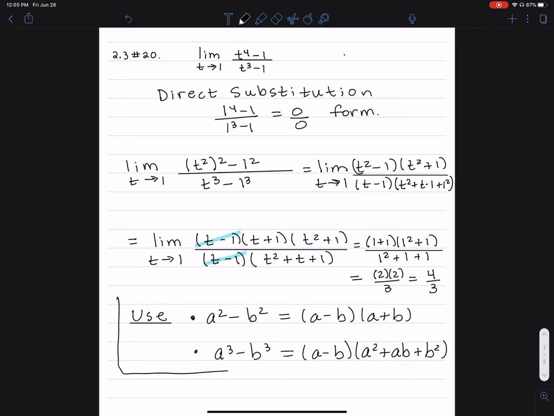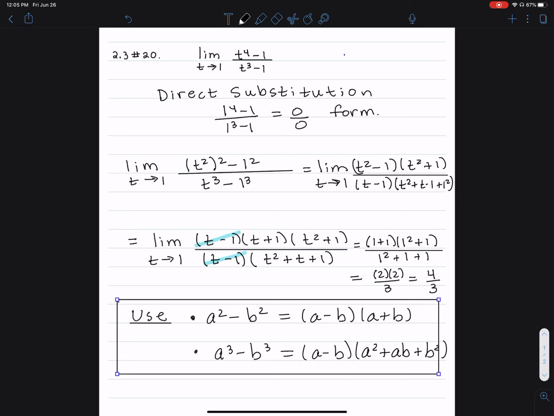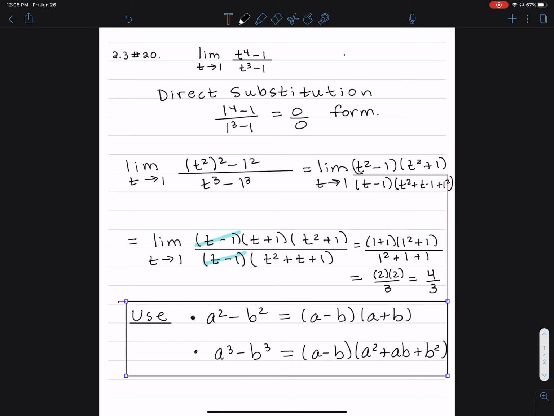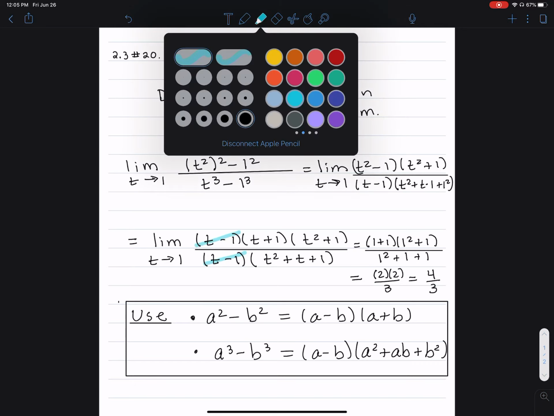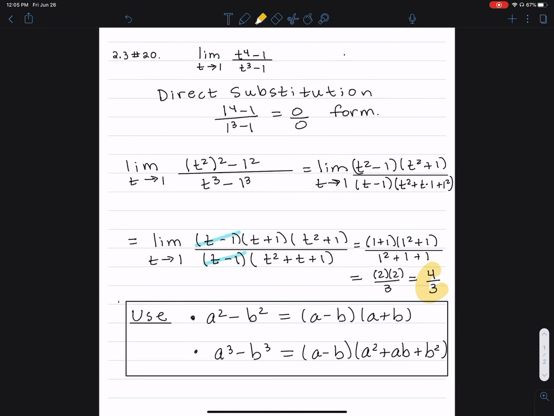Is it worth the trouble? Third time's a charm. Okay. And highlight this. That's our answer right there.